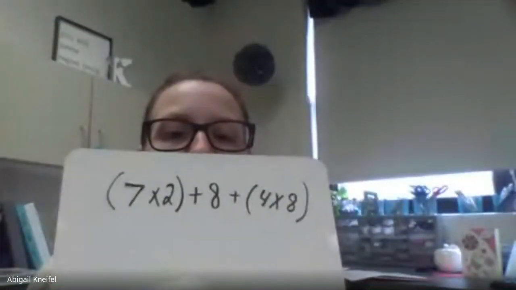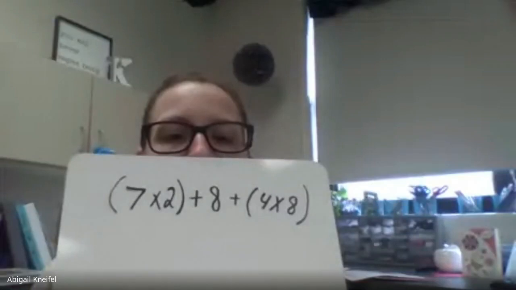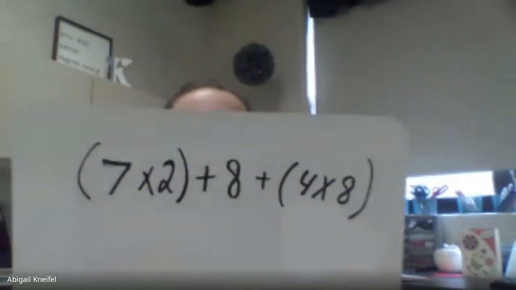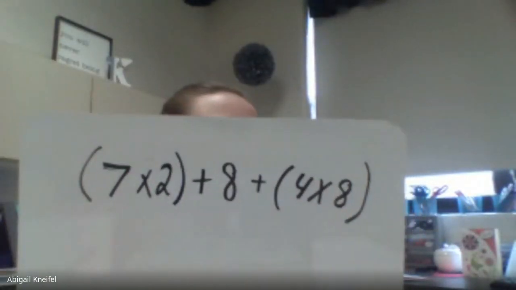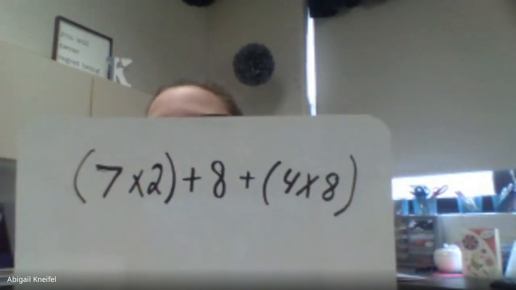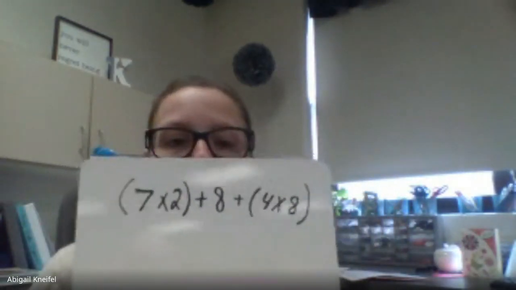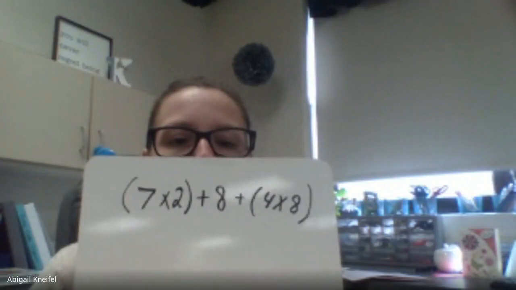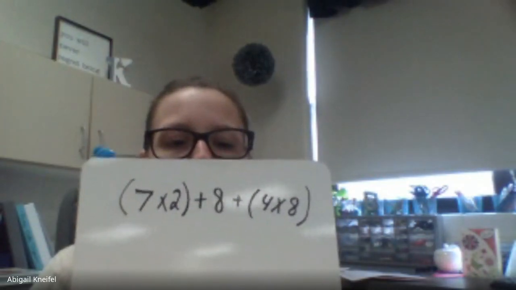Okay, done. Here comes your first problem. 7 times 2 plus 8 plus 4 times 8, and there are parentheses. (7 times 2) plus 8 plus (4 times 8).